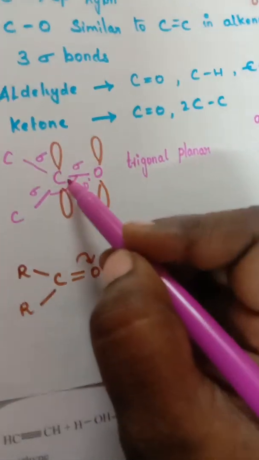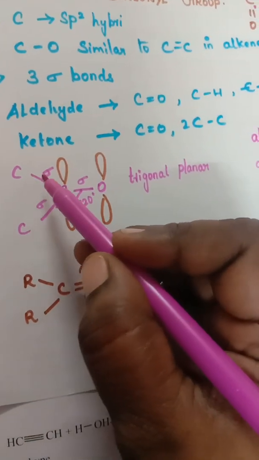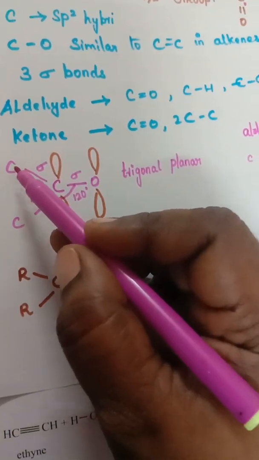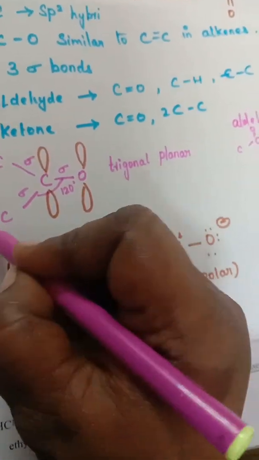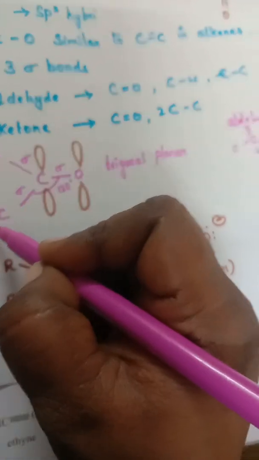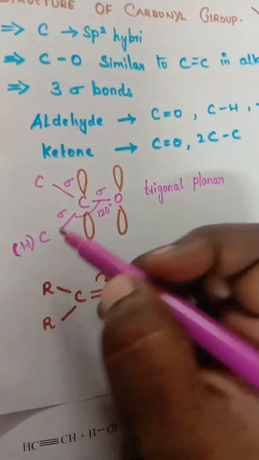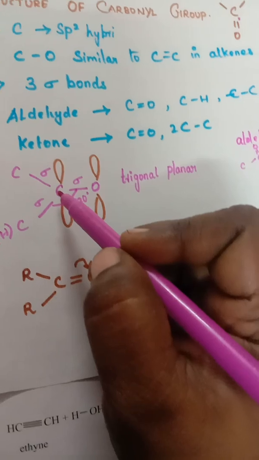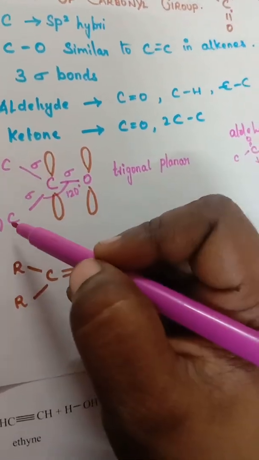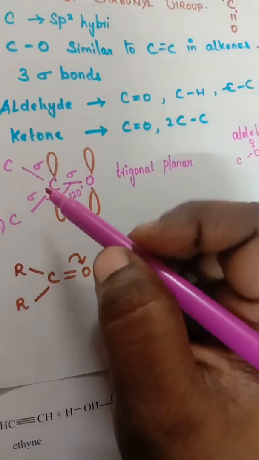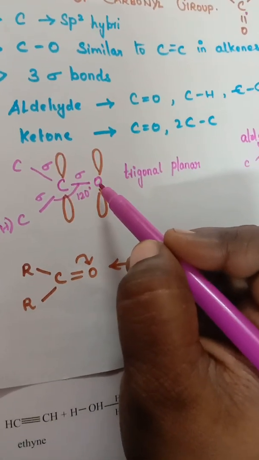Now first, it has 3 sigma bonds. The carbon is attached to an oxygen, and on this side, in the case of aldehydes, it will be attached to a carbon and to one hydrogen. In the case of ketones, it will be attached to two carbon atoms. In the case of aldehyde, one carbon, one hydrogen. Okay, but the bond will be the same, single bond only. Here one bond will be attached to the oxygen.